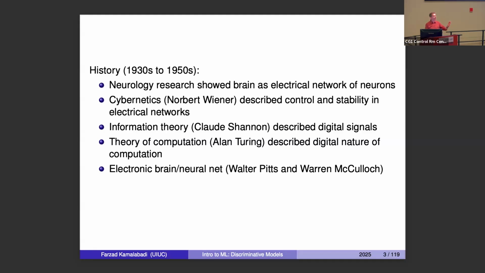I already alluded to one of those concepts in adaptive filtering that Wiener came up with in the 40s and 50s. Of course, information theory has been very influential due to Claude Shannon and others, which really set the basis for a mathematical theory of communication, transmission of signals. Theory of computation by Alan Turing, which described the digital nature of computation. Electronic brain, neural net by Walter Pitts and Warren McCulloch.